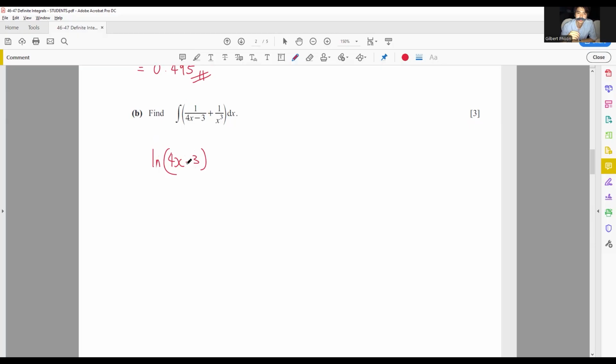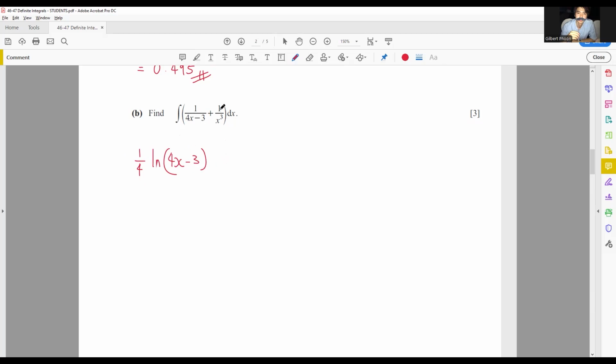But look here. The mistake that students always make is that they forget that if they were to differentiate ln 4x minus 3, you would end up with a 4 on top. So in order to combat that, you need to have a multiple in front that will cancel the differentiation here. Okay? You need to have a constant to cancel the differentiation here.